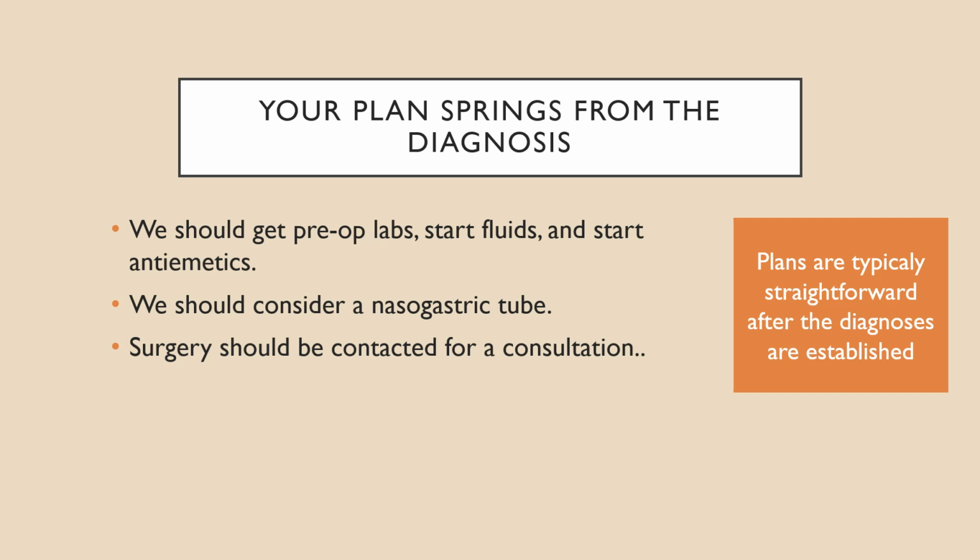Next, your plan. Now realize that your plan springs from your diagnosis. So, we should get pre-op labs, start fluids, and antiemetics. We should consider a nasogastric tube, and surgery should be consulted. Note that plans are typically pretty straightforward after you've already established the diagnosis.